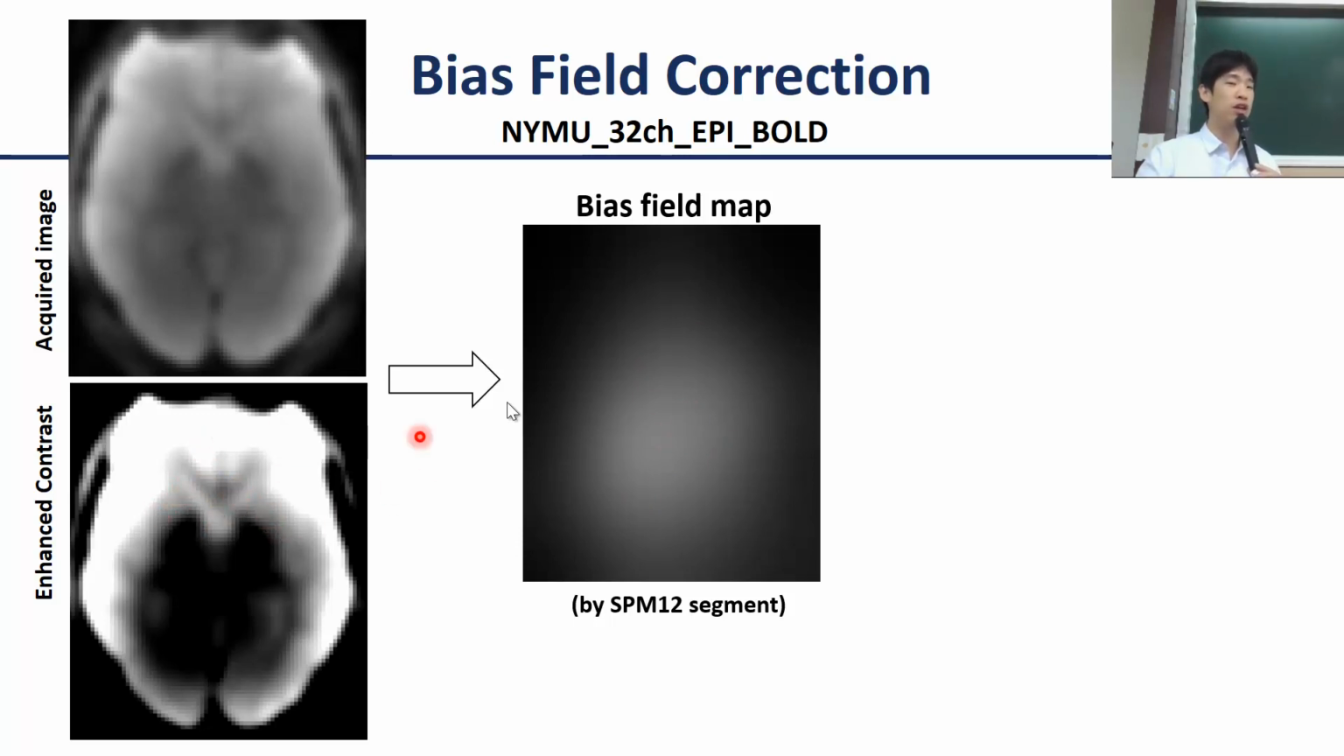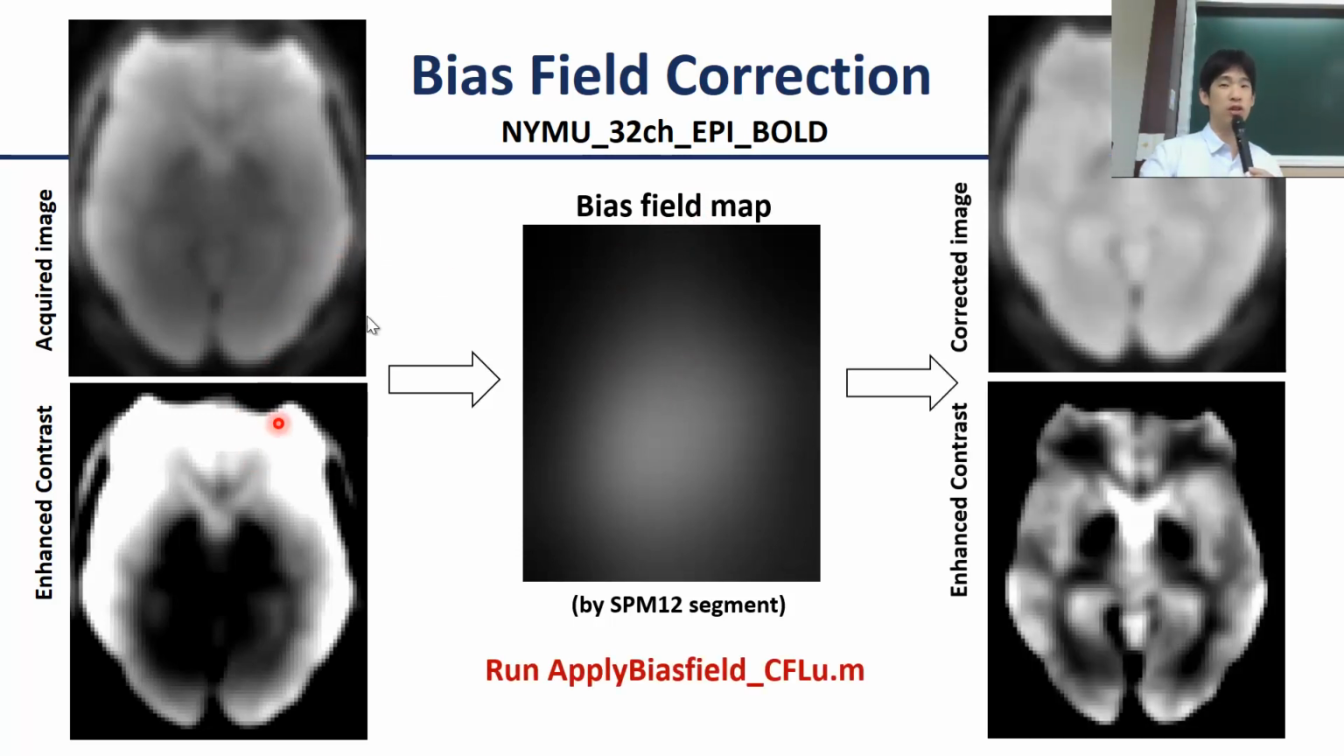So the imaging homogeneity will be restored. What you need to do is simply multiply the bias field map to the original images right here. On your right-hand side, this is the corrected imaging. In the original imaging, you have lower signal intensity right here, but with the bias field correction, the image intensity becomes equal compared to the surrounding tissues.